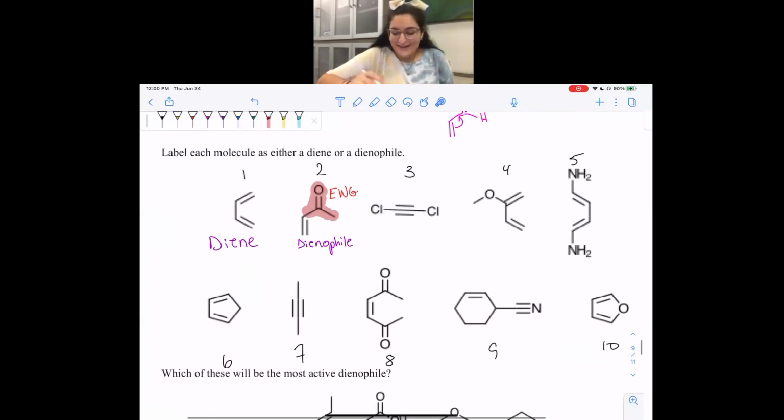Sorry. All right. So this next one, what are we thinking? You know what? First and foremost, before you even tell me diene or dienophile, what kind of groups are these? Are they donating or withdrawing?